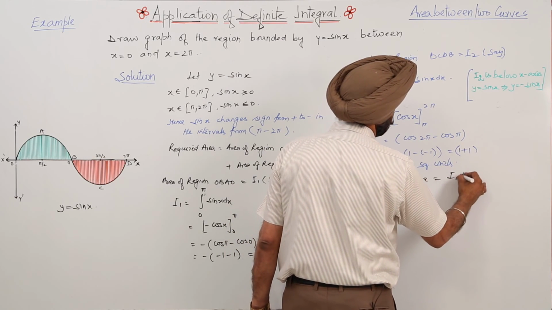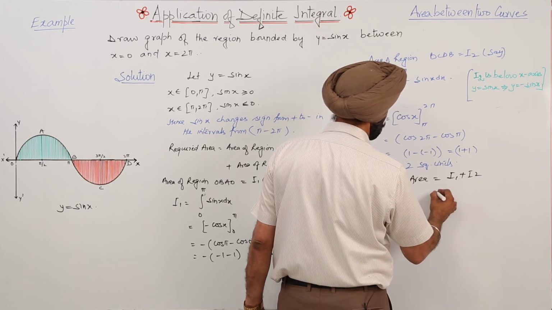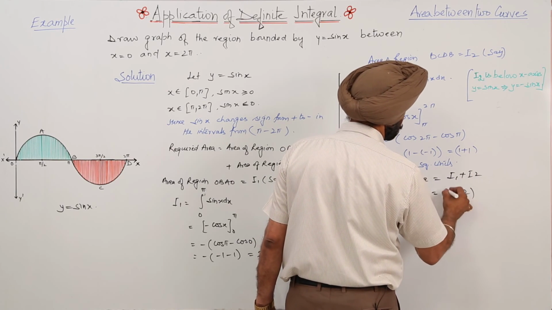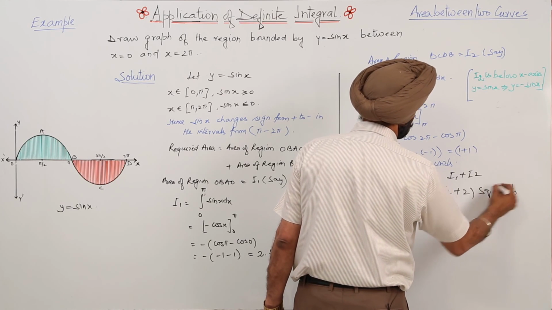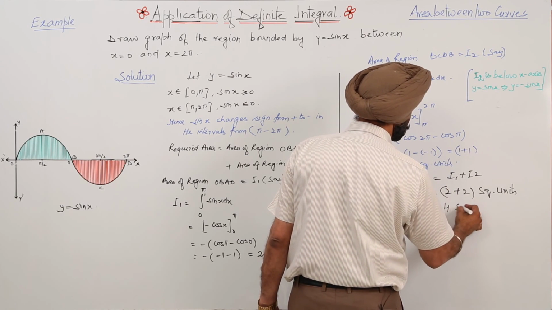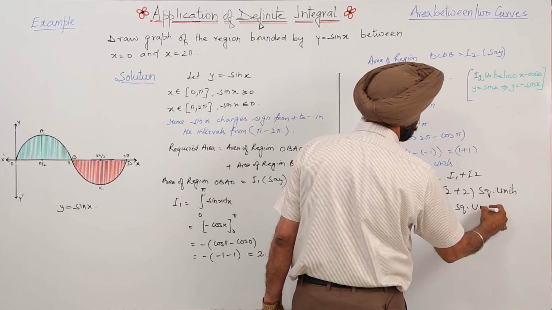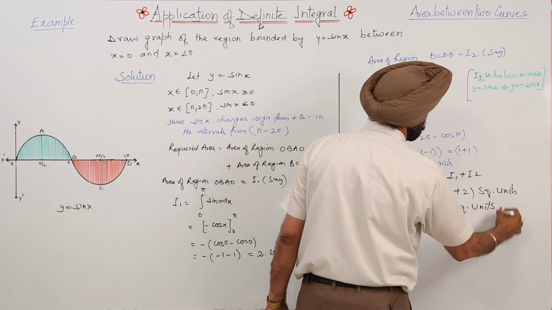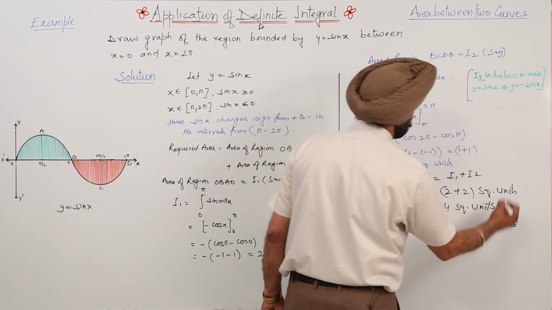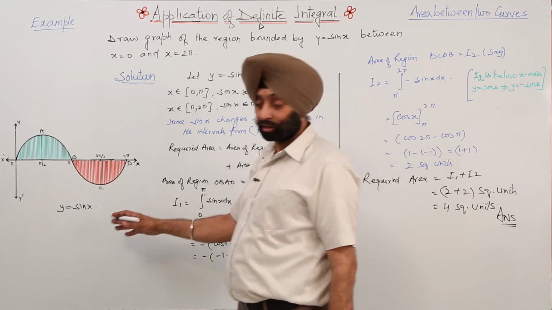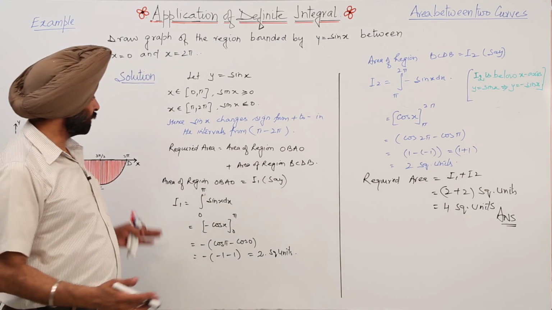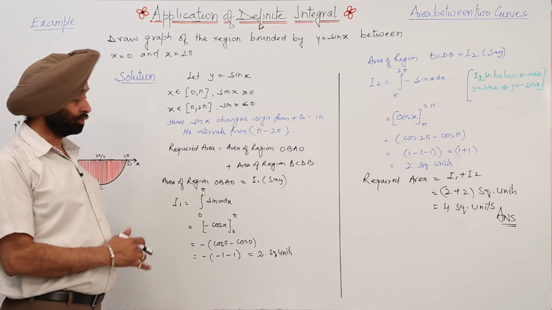Now, the required area is equal to I1 plus I2. So this is equal to 2 plus 2 square units. This is equal to 4 square units. Answer. Okay, so like this, with the help of a very nice diagram, we can find the area lying in between 0 to 2 pi.